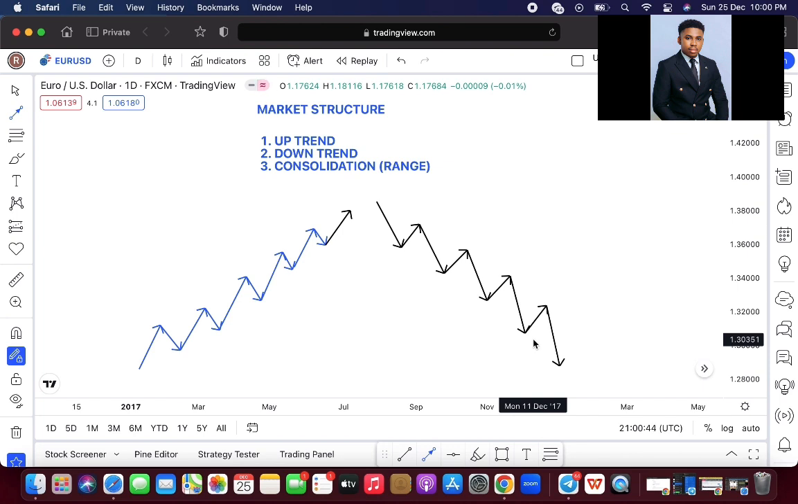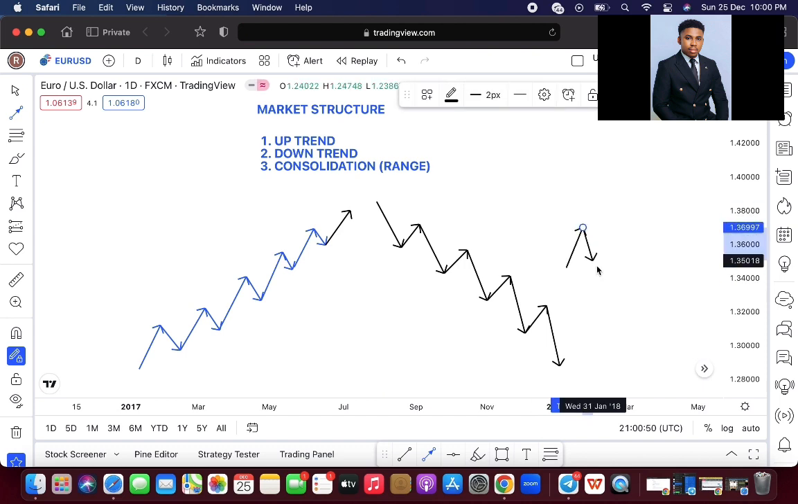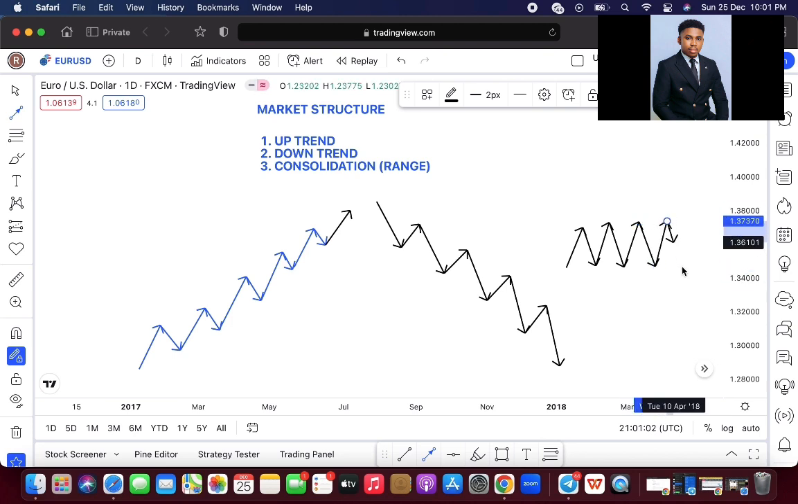Then we have a consolidating market. A consolidation is when the market is moving sideways. So it's neither making a move to the upside or to the downside. It's basically just pushing sideways. It's not creating higher highs or higher lows. So this is what a consolidation looks like.